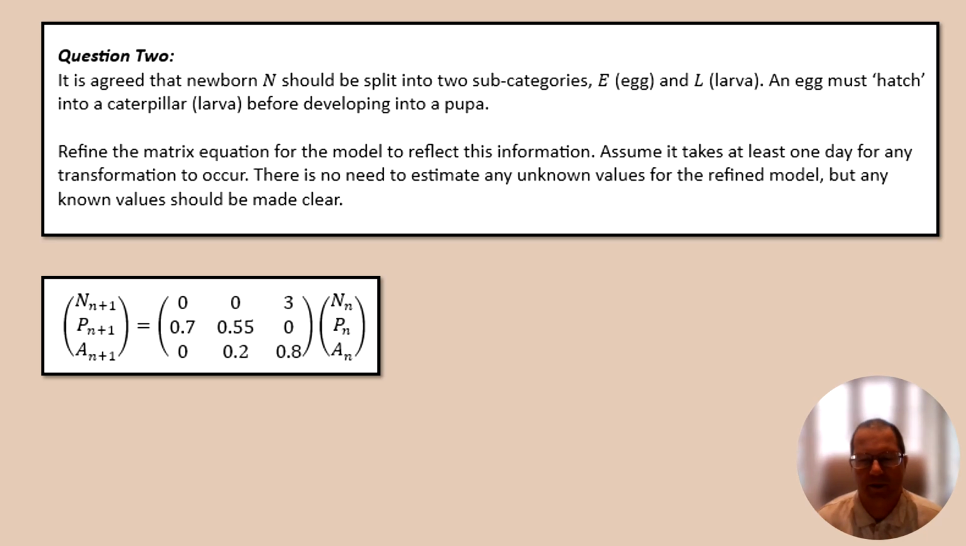And again, something similar to what we did for the beavers, it is agreed that newborn N should be split into two subcategories, E, egg, and L, larva. An egg must hatch into a caterpillar, a larva, before it develops into a pupa. Refine the matrix equation for the model to reflect this information, assuming it takes at least 1 day for any transformation to occur. There is no need to estimate any unknown values for the refined model, but any known values should be made clear.